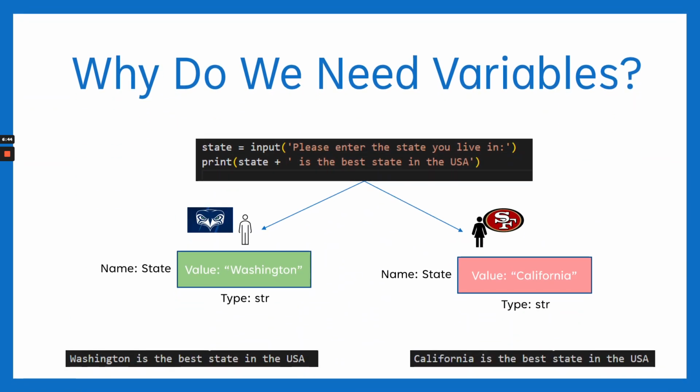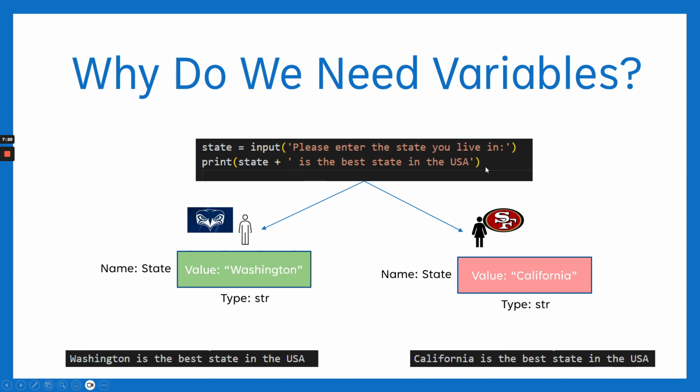I'm going to show you a tiny piece of code, and I'm going to show you the outputs that are generated by using the same two lines of code. So here, if you take a look, I'm declaring a variable called state, and the value that I'm going to store in it is what the user will enter. Input is the statement, as we've seen in the past, where you can ask the user to enter something from the keyboard. So you can say, please enter the state you live in. Let's say the user says, I live in Washington. I'm just going to pander to the user and say, Washington is the best state in the USA.